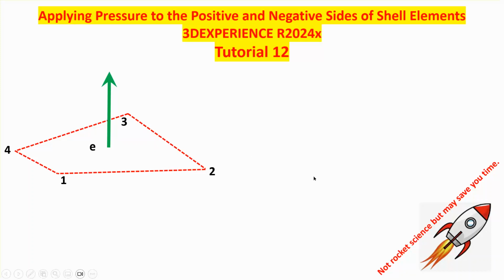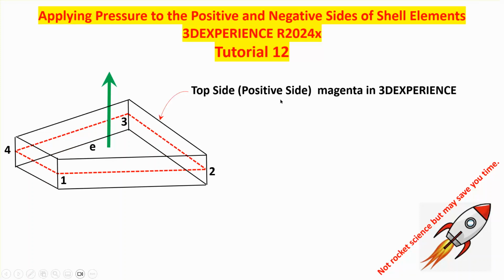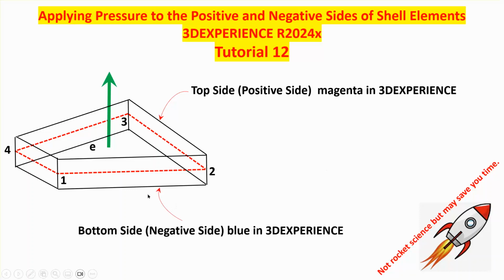So when you think about it, the positive side is obtained by taking this element and lifting it up by half the thickness and pushing it down by half the thickness, so you get the top surface or the positive side, which is colored magenta in 3D experience, and you get the negative side or the bottom side, which is colored in blue. We did that in tutorial 11. I showed you how to display it. I showed you how to flip the direction if you need it, etc.